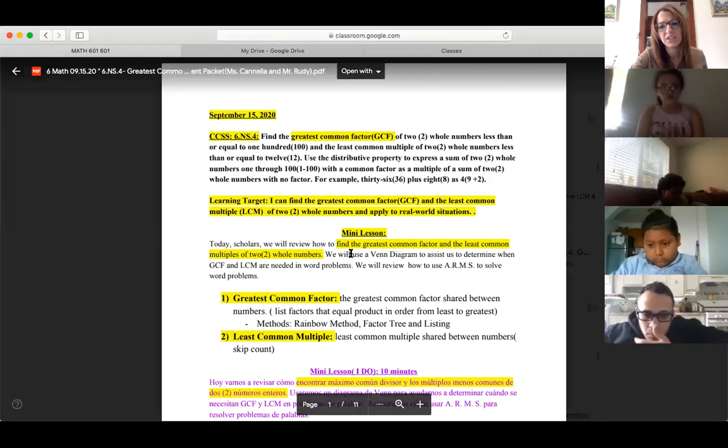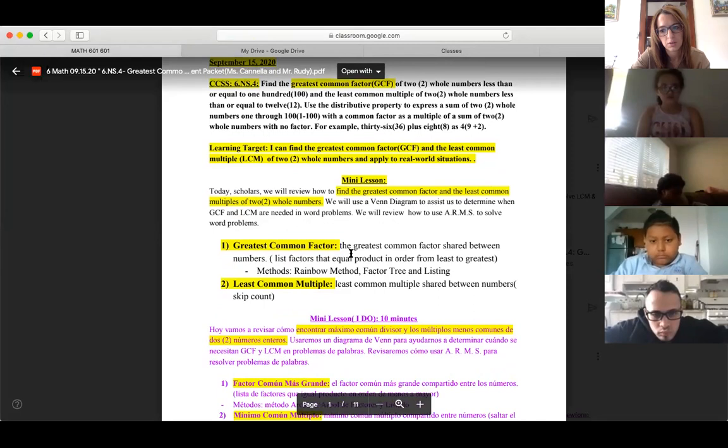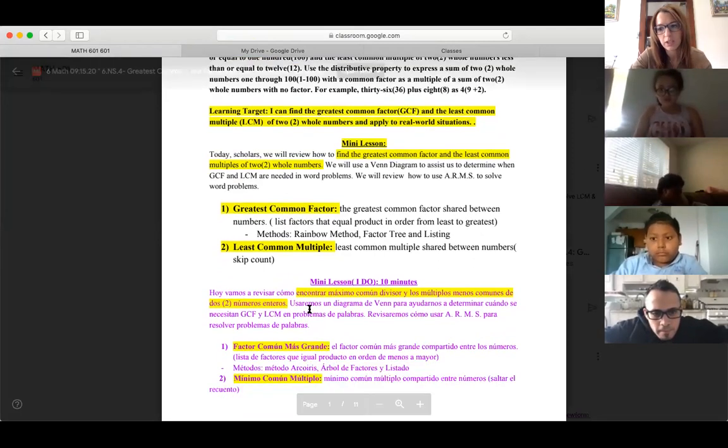Again, we're going to find the GCF and LCM of whole numbers and apply them to real world situations. Mr. R, do you want to go over these two words and the diagrams with them?